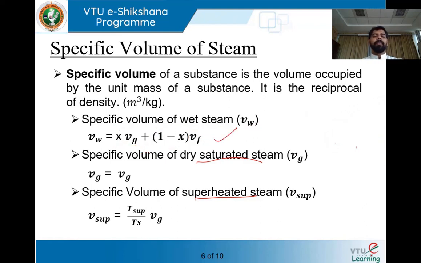Now, once it becomes dry, what will be the specific volume of dry saturated steam? Once it becomes completely dry, x is equal to 1. When x is equal to 1, there won't be any water particles at all, so this term becomes 0. Therefore, the specific volume of dry saturated steam is Vg, which is equal to x into Vg.